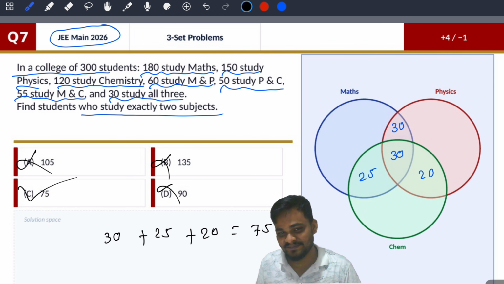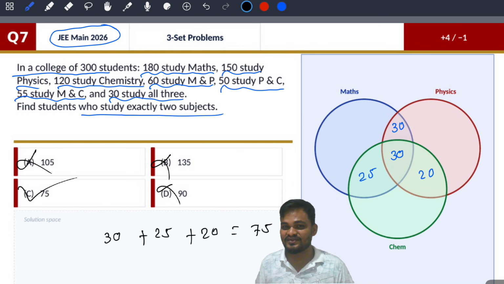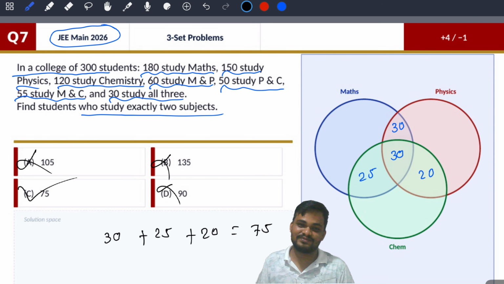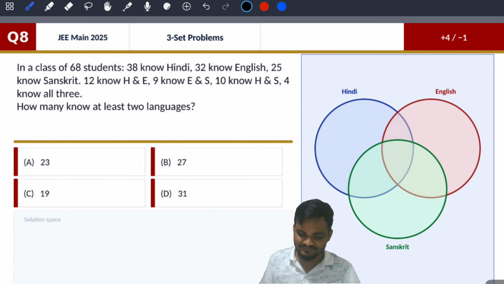After looking at the question, if you apply the formula, just tell me in the comment box how long it will take. It may be possible that if you apply the wrong formula, it will be gone. How much time will it take by solving in a Venn diagram? Hardly a fraction of a second. Maximum it will take 10 to 15 seconds. Okay. And this was asked in JEE in 2026. I hope you understood the importance of this video. So let me go to the next question.